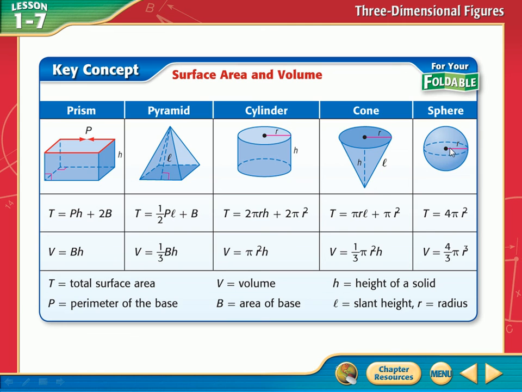Look at a sphere. A sphere is pretty easy. 4 pi r squared. All you have to do is one thing: know the radius. If you know the radius, you can find the surface area of that sphere. It's 4 pi r squared.